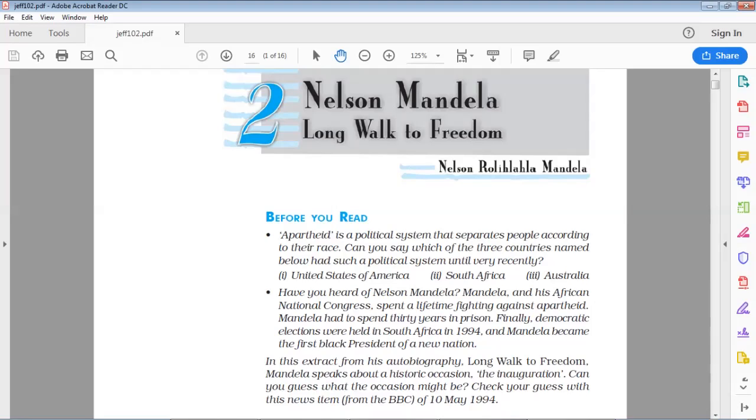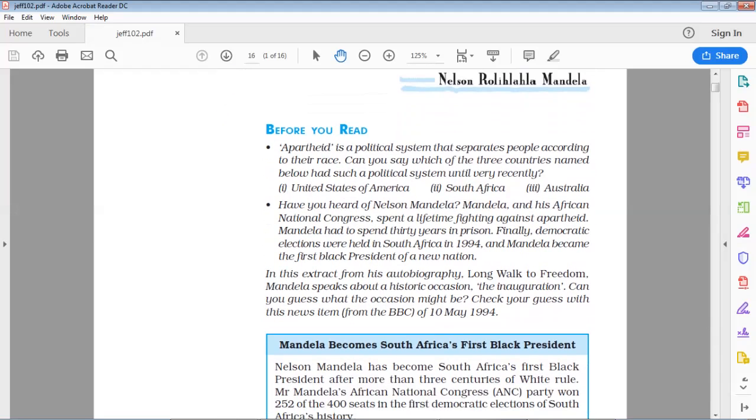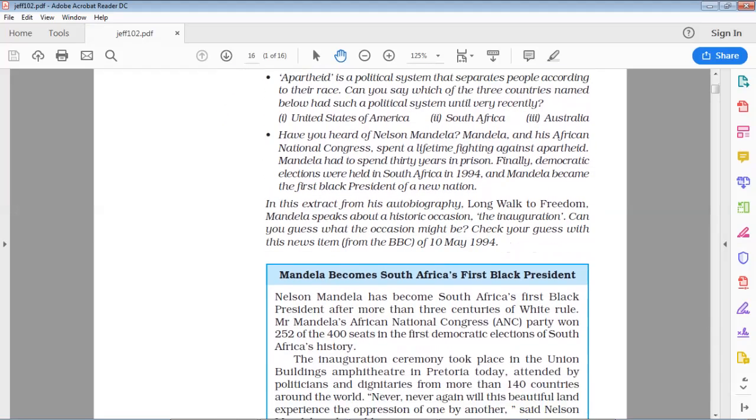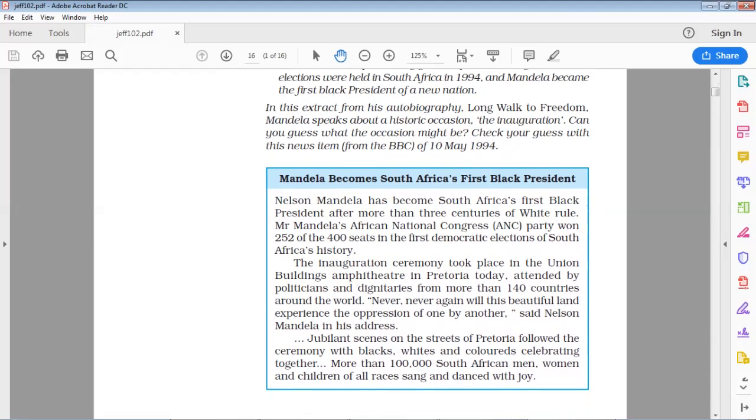And Mandela speaks about a historic occasion, the inauguration. Can you guess what the occasion might be? Check your guess with this news item from the BBC of 10th May 1994. So children, you can see here: Mandela becomes South Africa's first black president.